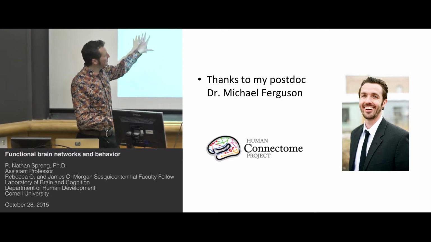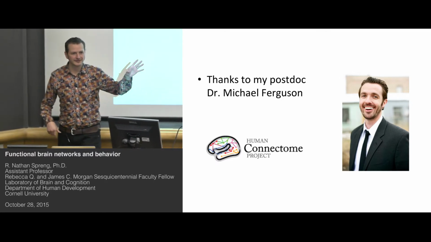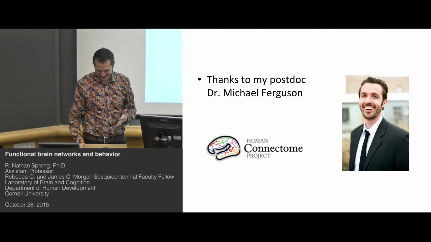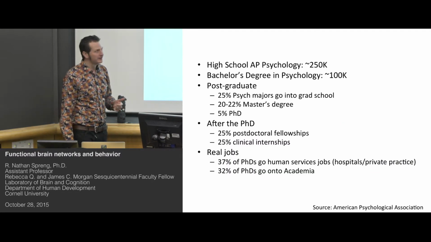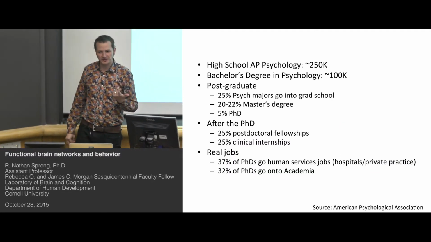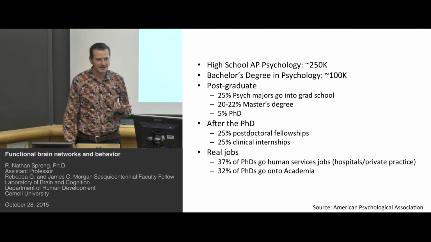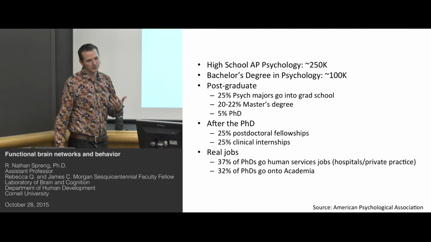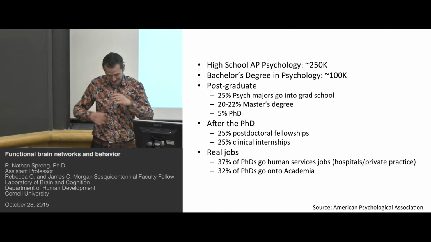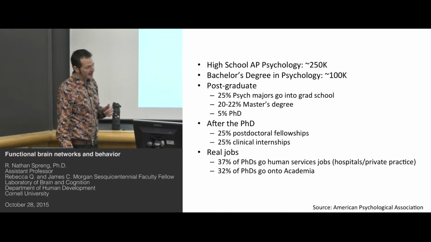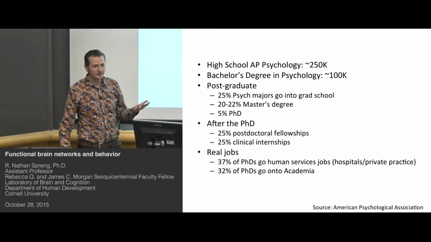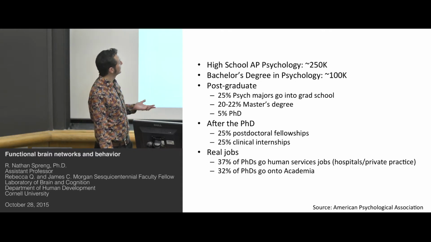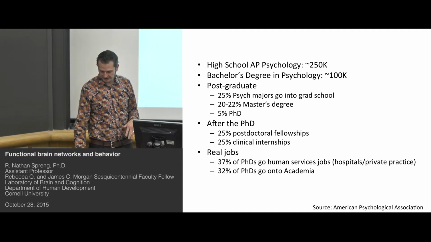But what I want to say is, how many of you know what a postdoc is? There's a whole chain of command that happens in academia. About 250,000 people in this country are going to take the AP exam in psychology. Back when I was in high school, in the early 90s, there were around 4,000. So this is a dramatic explosion. Around 100,000 undergraduate degrees issued in the country in 2013 were psychology degrees.